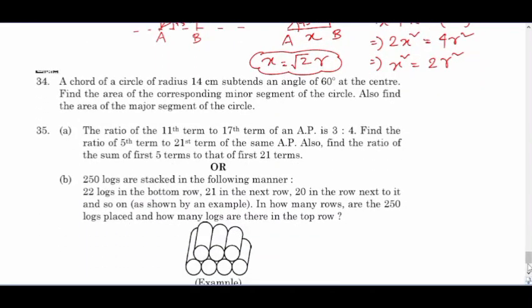Question: A chord of a circle of radius 14 cm subtends an angle of 60 degrees at the center. Now this is a circle, and this is the chord, this angle is 60 degrees. So obviously this is 60, this is 60. That means an equilateral triangle. So the radius is 14, this is 14, this is also 14. Now find the area of the corresponding minor segment.